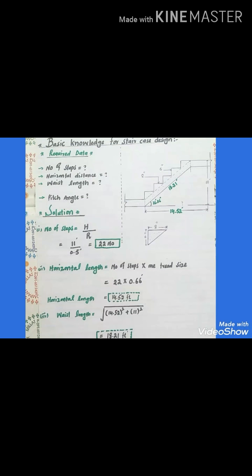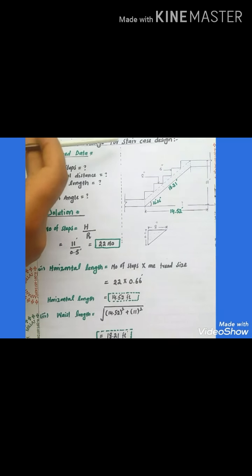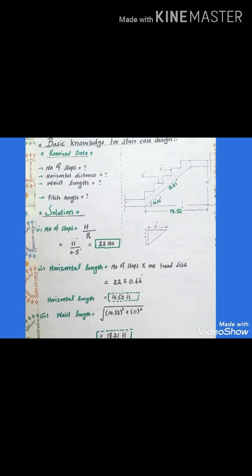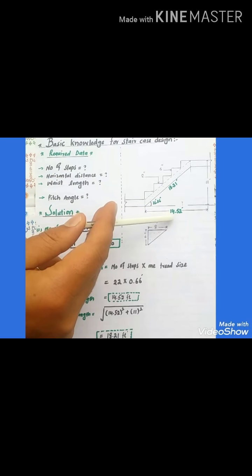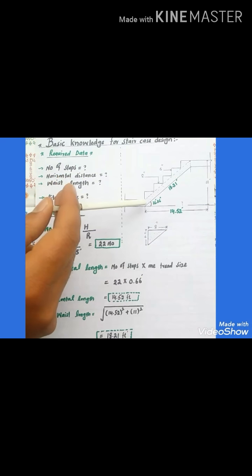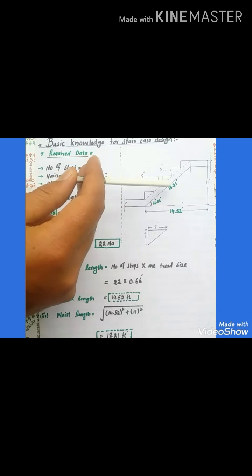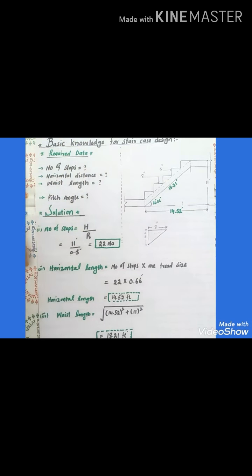My dear friend, today my topic is about basic knowledge for staircase design. In this lecture, I want to cover 4 key points for you. The first one is number of steps. The second point is horizontal distance. The third one is waist length. And the fourth one is pitch angle. This is the horizontal length. This is pitch angle. And this is the length of waist.